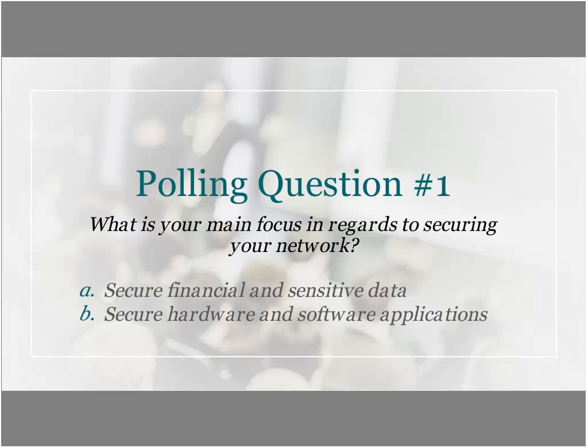So we'll have our first polling question. There's going to be a couple of these throughout the session today. And I'm also going to give you our first word, which is security. So security is our first word. And as we get these polling questions, the question is, what is your main focus in regards to securing your network? A, secure financial and sensitive data, or B, secure hardware and software applications. So we'll give a little bit of time here to look at that question, and you should get a pop-up on your screen which will let you select A or B.